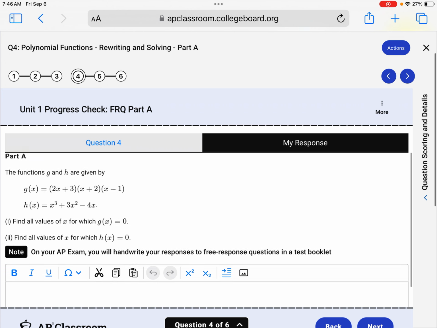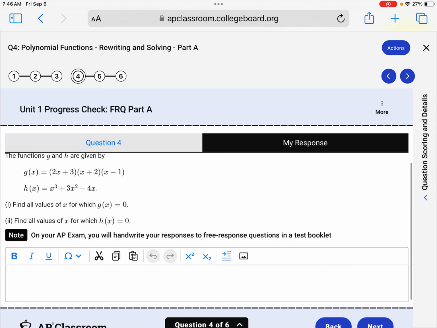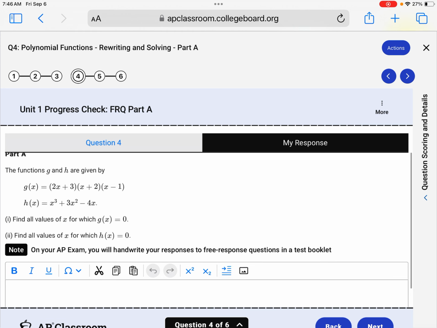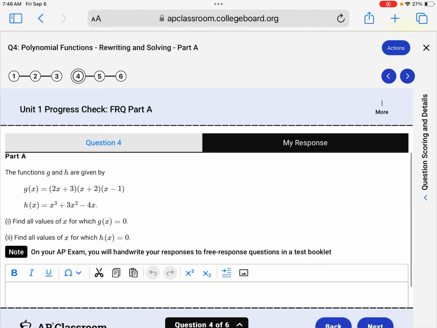All right, next I'm going to go through the FRQ. I'm going to start with the non-calculator portion. So we're given two functions. It says find all of the values.